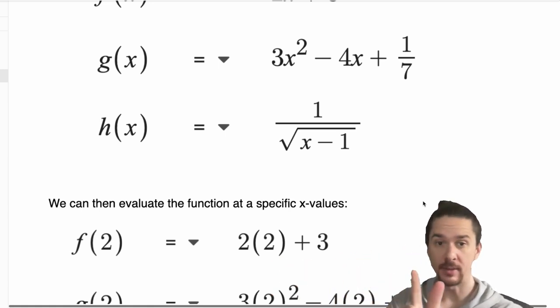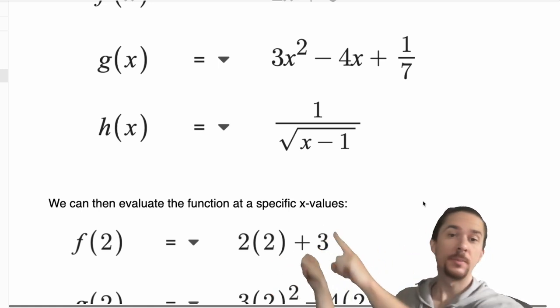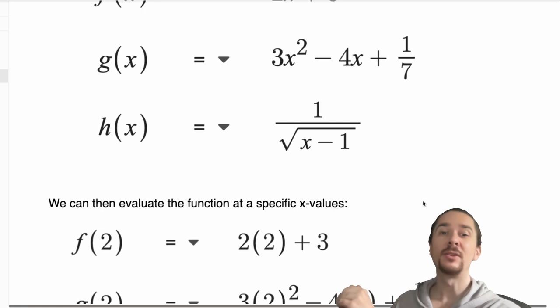Now, here's a habit that is a pro tip. When you do this, always put brackets around where the x was. Even if you don't feel like you need them, always do it.